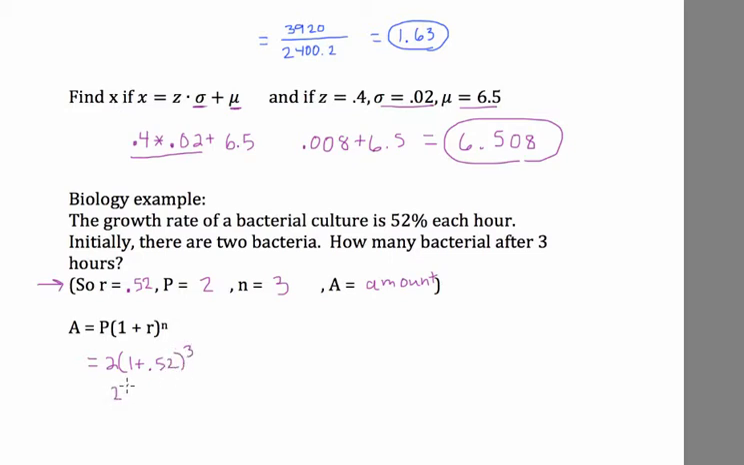Do what's inside the parentheses first. Next, take your exponent. Remember that right here, there's an invisible multiply. Approximately 7.02 bacteria will be present after 3 hours.